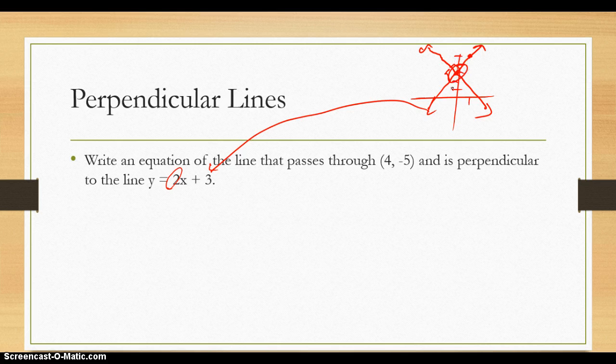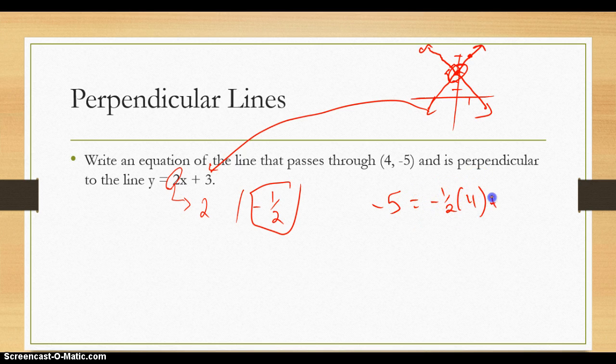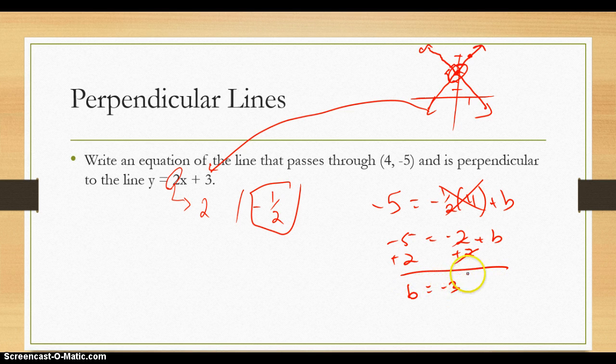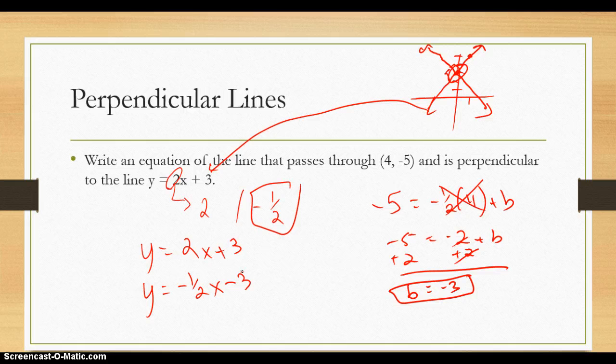Maybe not at that exact point, but what we're going to do is kind of similar to what we did for parallel lines, but we don't want to use this slope, 2. We need to find the negative reciprocal of 2. So if we have 2, the negative reciprocal of that is -1/2. So now we're going to use -1/2 in the formula that we've done before. So -5 equals -1/2 times 4 plus b. So -5 equals -2 plus b. Add 2 over. b equals -3. So the equation of a line that is perpendicular to y equals 2x plus 3 would be y equals -1/2 x minus 3. Okay, so these lines are perpendicular now, and I know because these are negative reciprocals of each other.